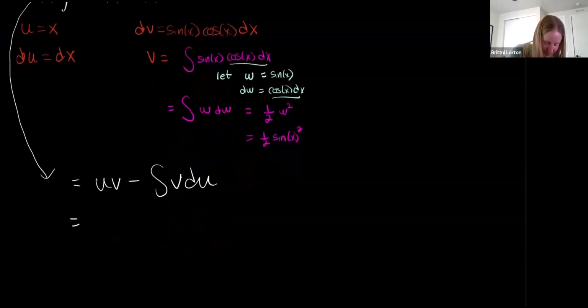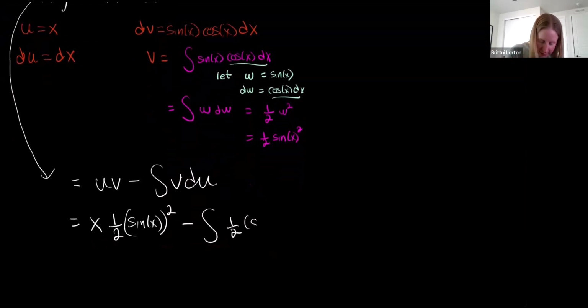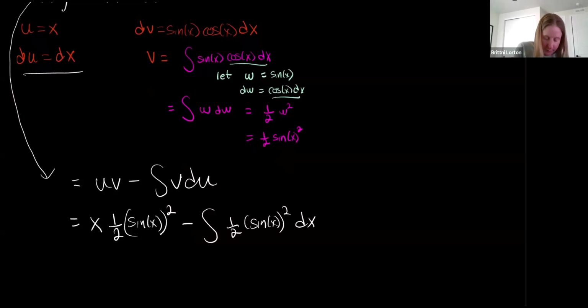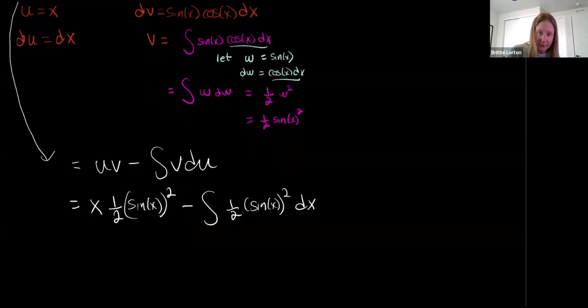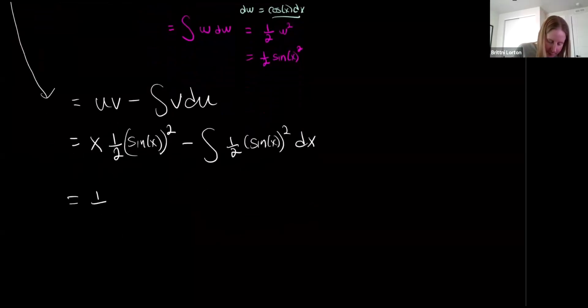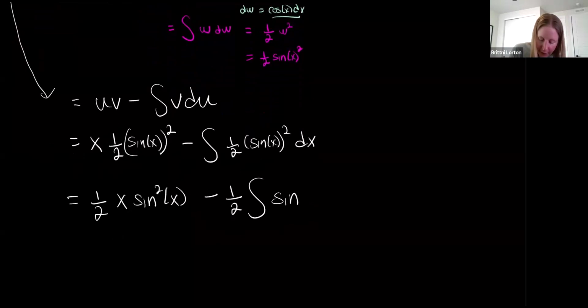So now I get to plug and chug. My u was x, dv was 1/2 sine of x squared, minus the integral of 1/2 sine of x squared times du, which was my dx. And then I have to simplify this. This is going to become 1/2 x times sine squared of x minus 1/2 times the integral of sine squared of x dx. And now this is where it's trickier.